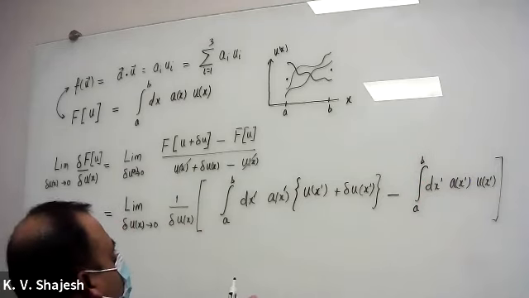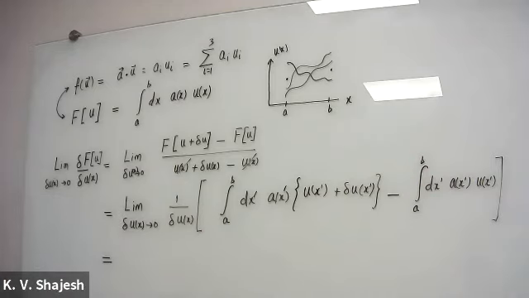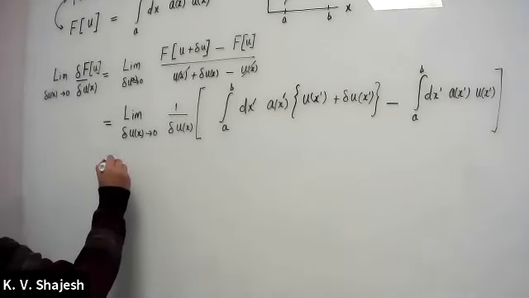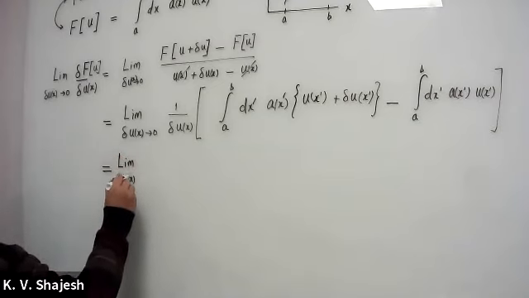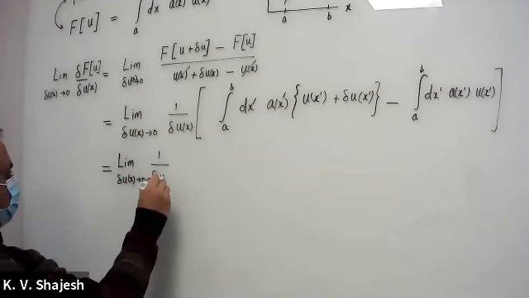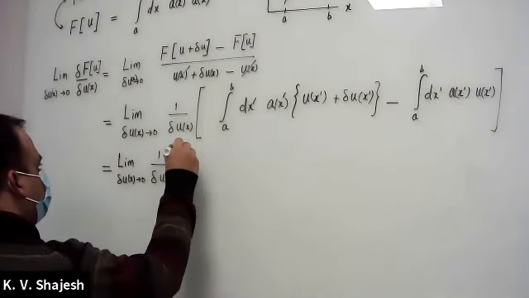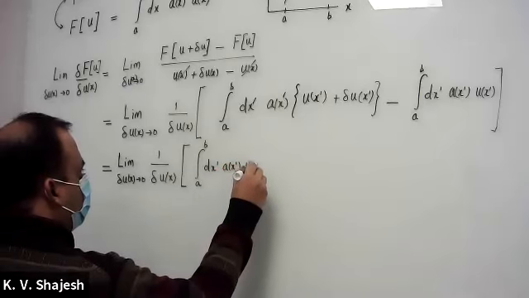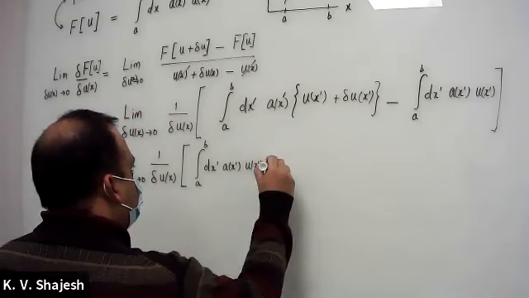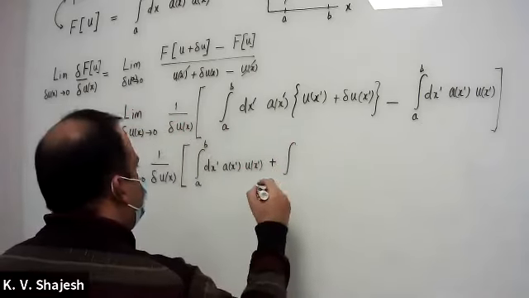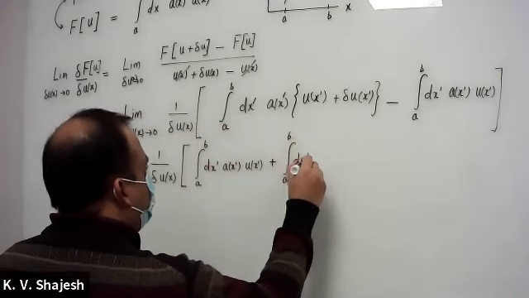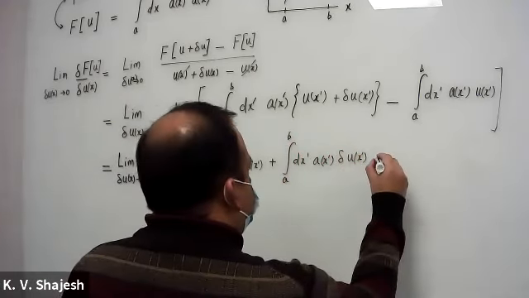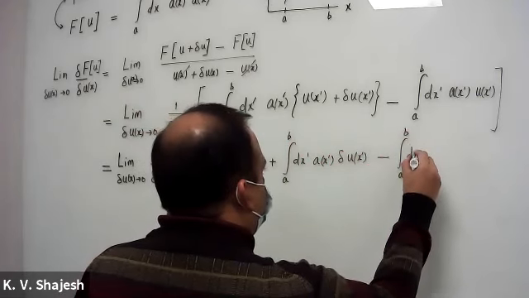Now notice the first piece here, so let me write this explicitly for clarity. So I'll write this as the limit as delta u of x tends to 0 of 1 over delta u of x, times the integral a to b dx prime, a of x prime, u of x prime. Remember our first example in the limits, the derivative as a limit. This is dx prime, a of x prime, and this is delta u of x prime. That's your change, and the original piece always sits there, and you are subtracting it.